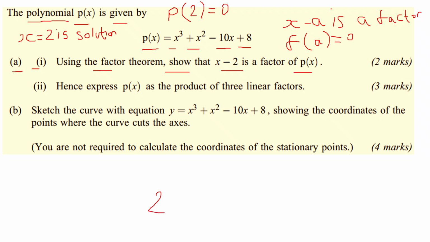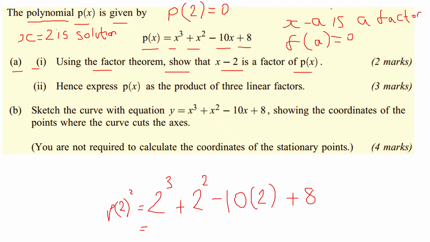Let's do it here actually, so we've got a bit more space. So p of 2, just so you can see my full workings, is equal to 2 cubed plus 2 squared minus 10 lots of 2, so 10 times 2, and then plus 8. So let's work it out, on our calculator if we need to. 2 cubed is 8, 2 squared is 4, 10 times 2 is 20, so minus 20, and then plus 8, and then working from left to right, let me just get my calculator to prove this.